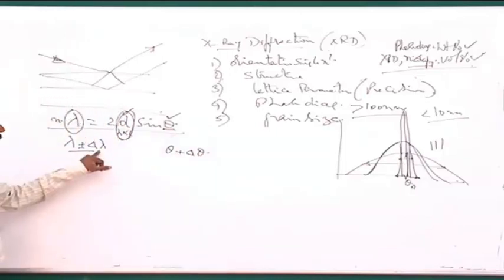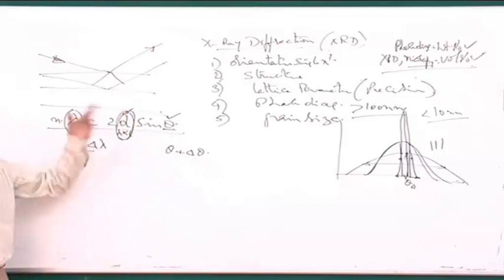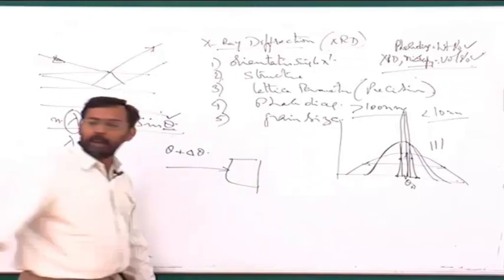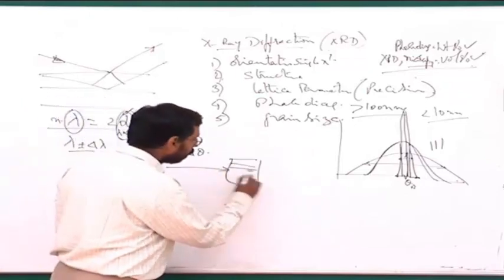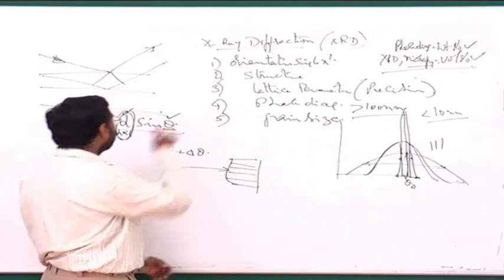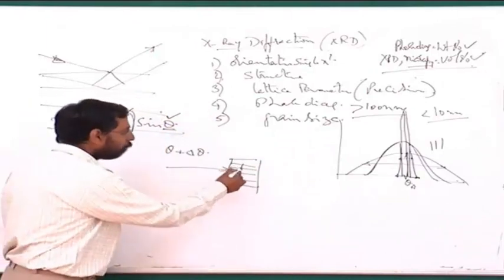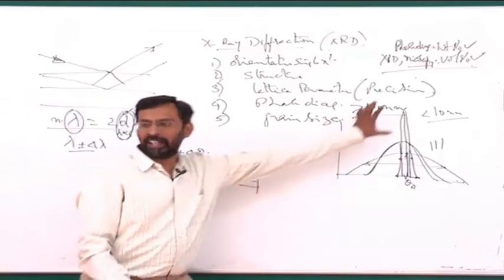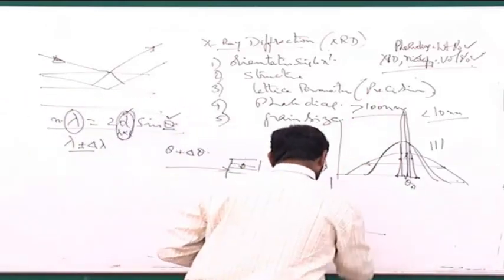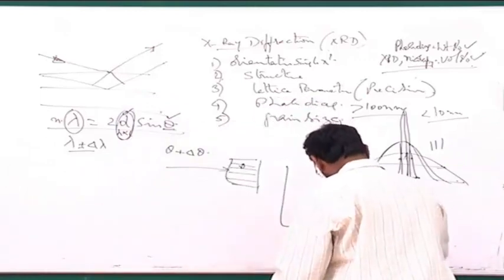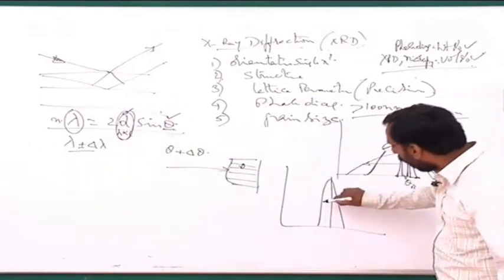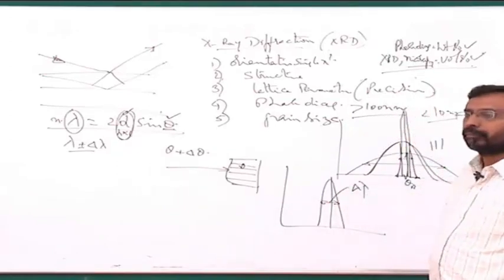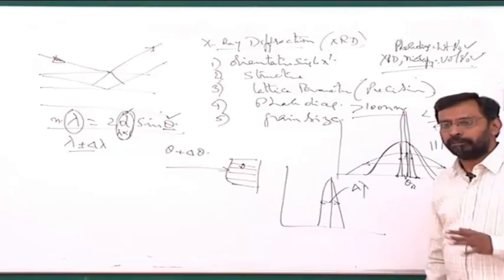If there is a delta lambda, there has to be a delta theta because my d is fixed, because my crystal is fixed. I have a fixed crystal onto which I am sending the X-ray, in which there are certain atomic planes, and those atomic planes are giving the diffraction. So the d corresponding to those atomic planes is fixed. So if I have a range of lambda, I will get a range of theta, and as a result my peak will not be like this, but my peak will be like this. This is caused by a delta lambda, and this is what we call instrumental broadening.